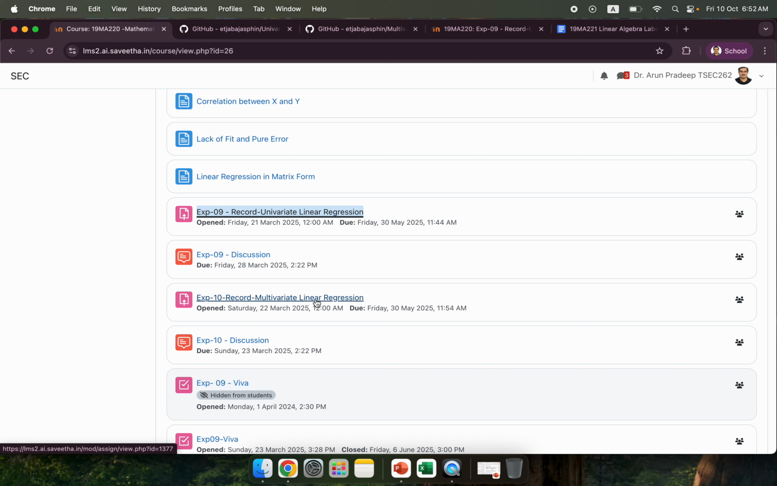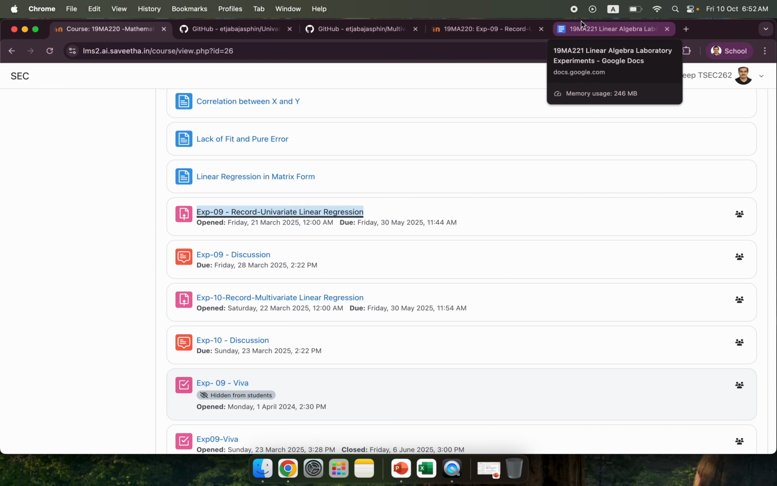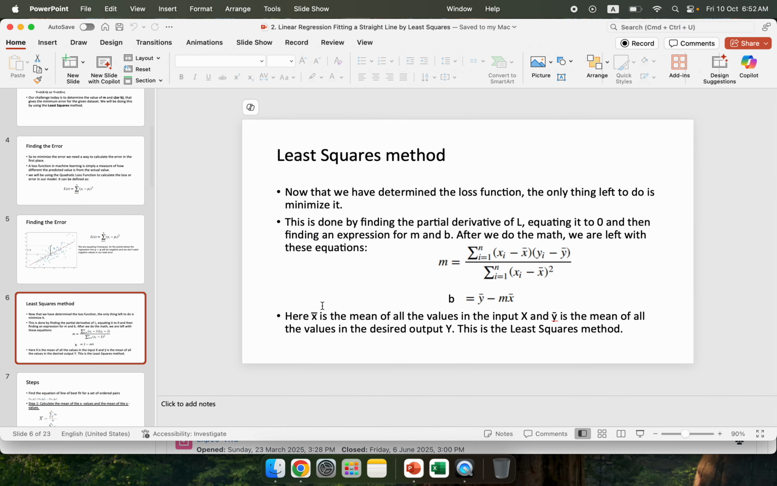Okay, so in univariate linear regression, you're going to apply the formula that you have learned at the start of this unit, which is the least squares method. You have this particular formula: m equals the sum from i equals 1 to n of (xi minus x bar) into (yi minus y bar), divided by the sum from i equals 1 to n of (xi minus x bar) the whole square. And for b, it is y bar minus m x bar.